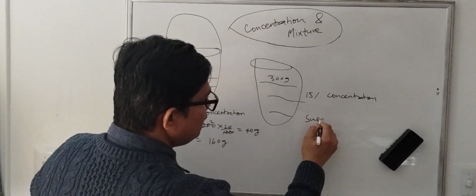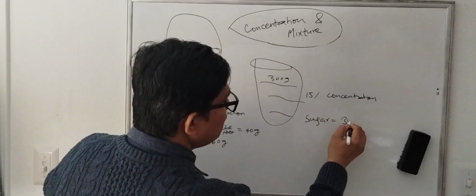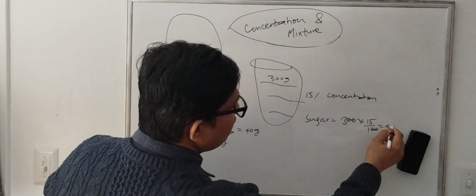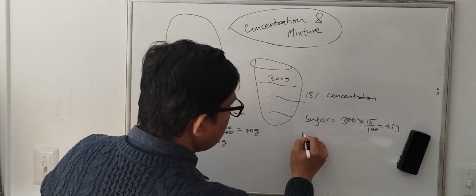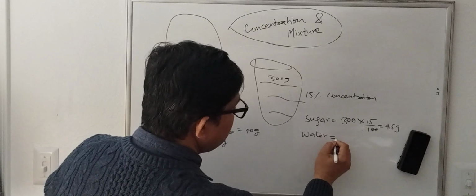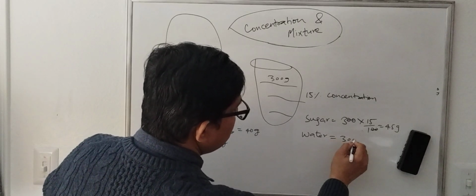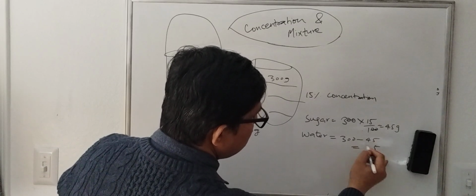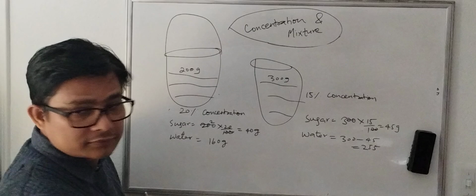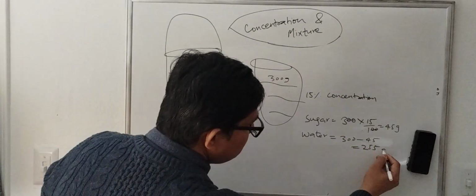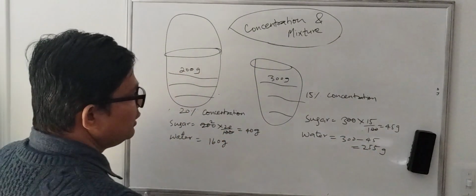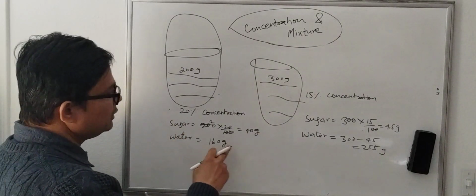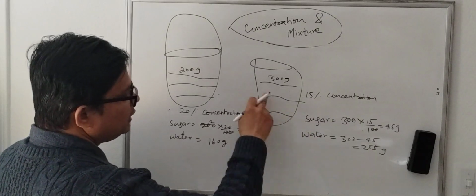We'll do the same thing for glass number 2. So again, sugar will be 300, 15%, which is 45 gram. If 45 gram of sugar is there, water will be 300 minus 45, which is 255. Correct? Though no error in the subtraction. Yes? Okay. Now you have the amount of sugar in the first glass and the amount of water in the first glass, the amount of sugar in the second glass and the amount of water in the second glass.